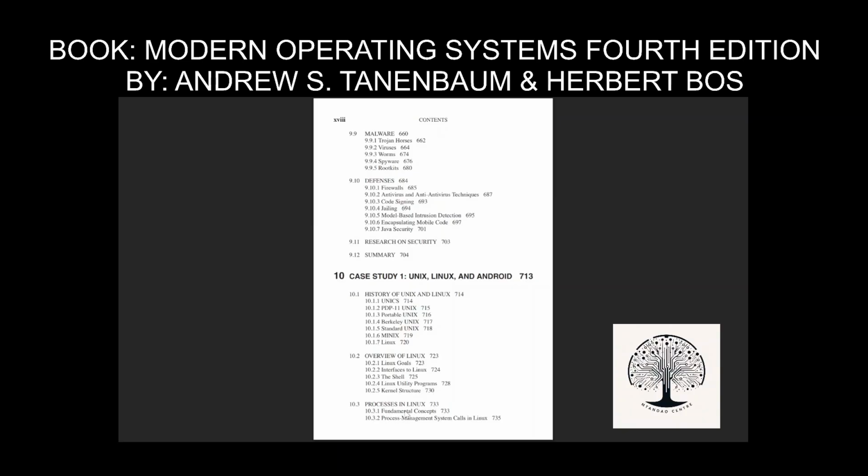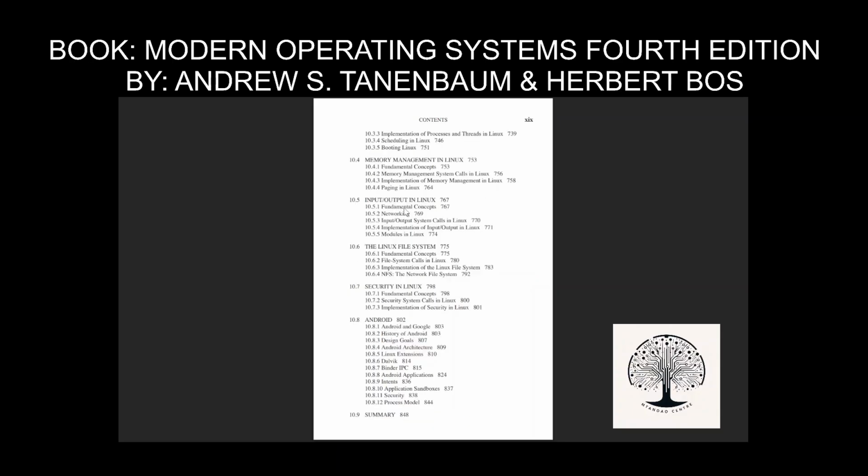Then we look at processes in Linux. We shall look at fundamental concepts. We look at process management system calls in Linux. We look at implementation of processes and threads in Linux. We look at scheduling in Linux, and we look at booting in Linux. This is an actual operating system, so the case study will help us understand what we have learned about the principles of operating systems, and now see it working in an actual operating system.